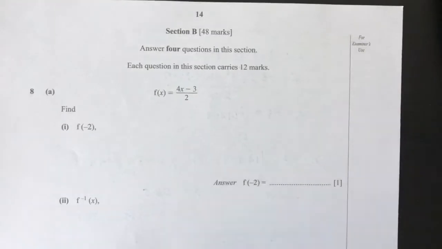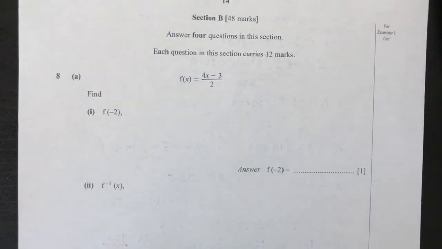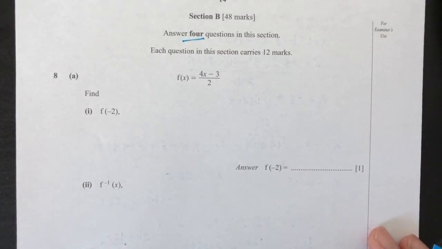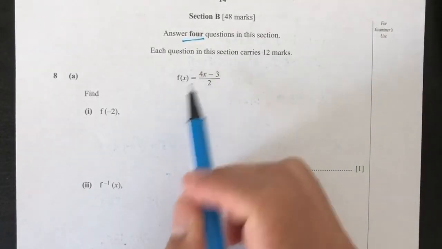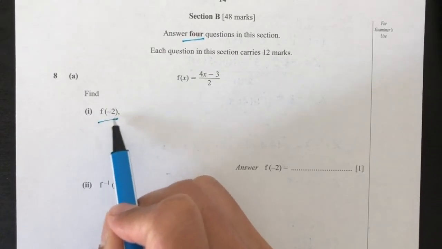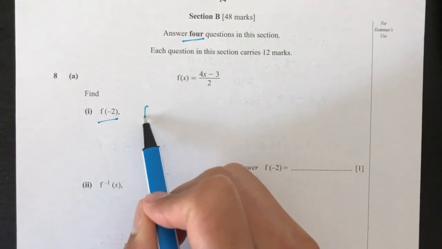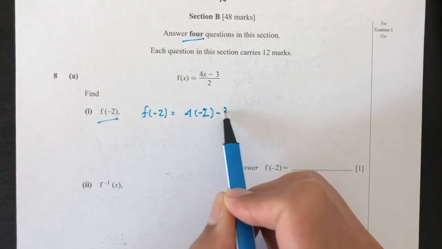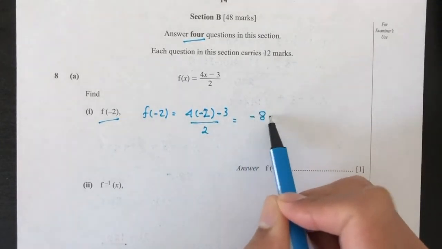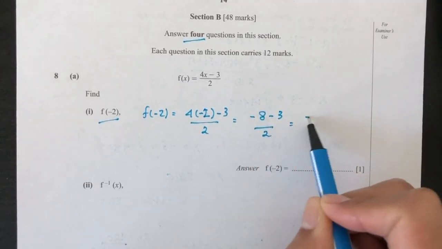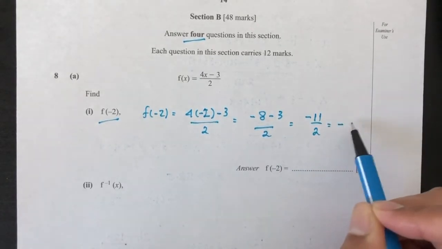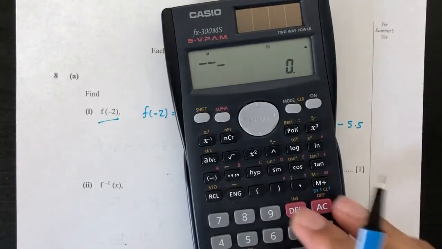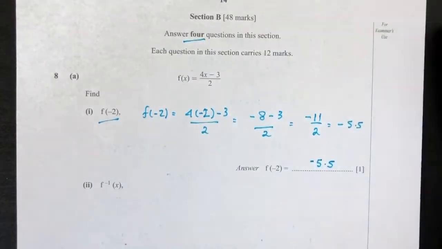Okay, let's move on to section B, question number 8. Usually in your test you just have to answer 4 questions, but right now we're going to do all of them. Now we have f of x equal to this. Find f of minus 2, which means we have to replace the value of x by minus 2 in this equation. So f of minus 2 will be 4 times minus 2 minus 3, divided by 2. That will be minus 8 minus 3 over 2, minus 11 over 2. That will be minus 5.5 as your answer. But you can always check what is minus 11 divided by 2.